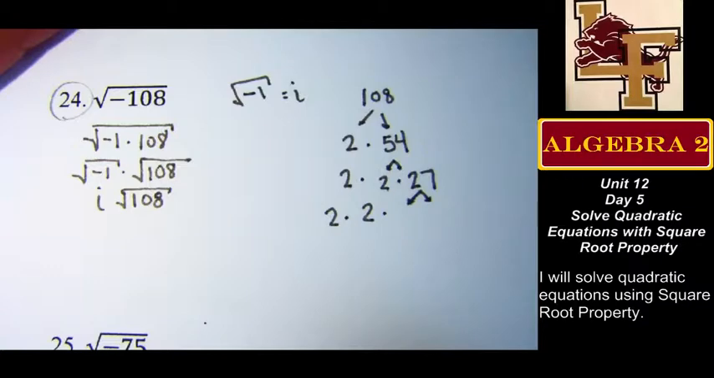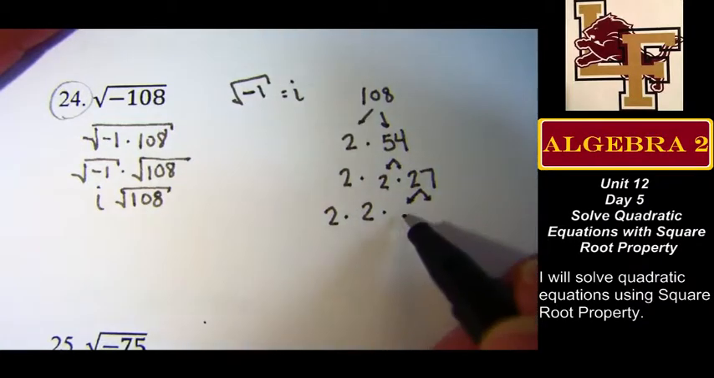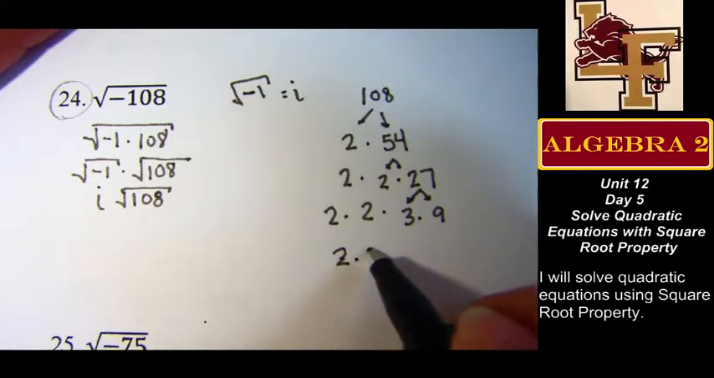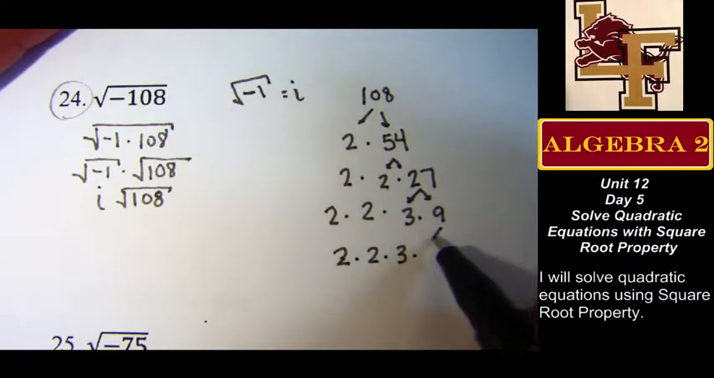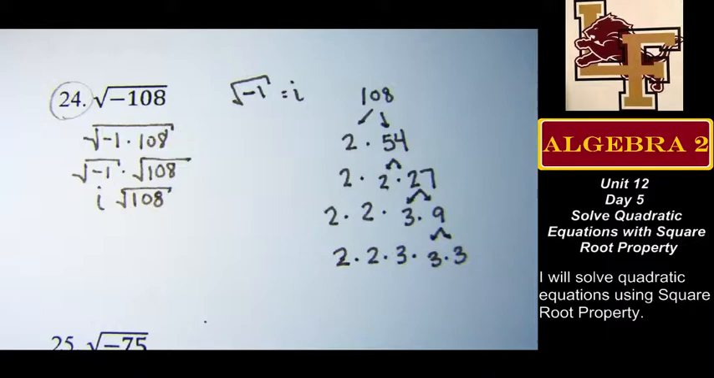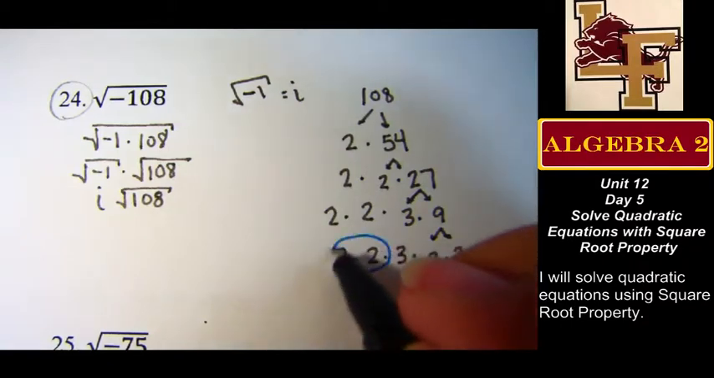9 times 3, okay. Now, I'm going to continue because I don't have any more pairs and I know that I can rewrite 9 as two things multiplied, 3 and 3. I have just found all of the prime factors for the number 108. You are welcome to use this technique if it helps you, especially when you're looking at the bigger numbers. Circle my pairs.